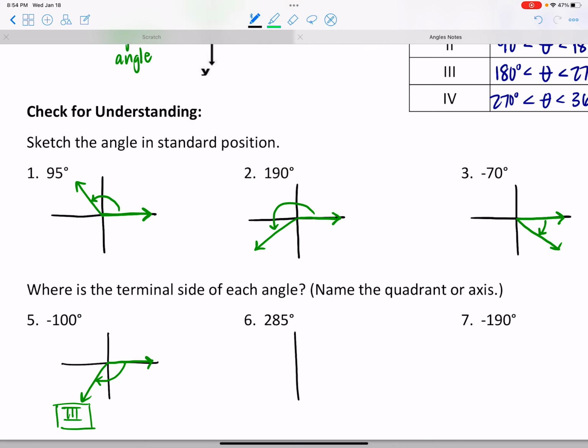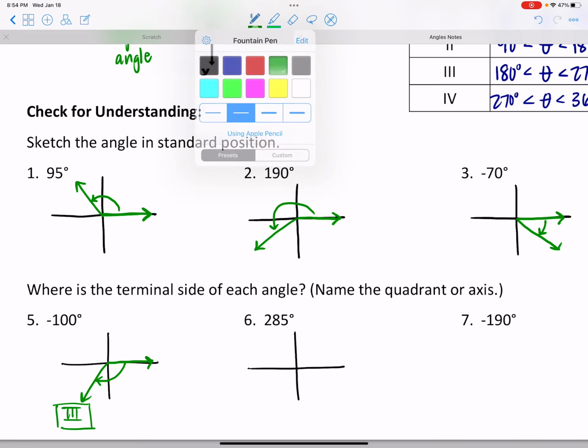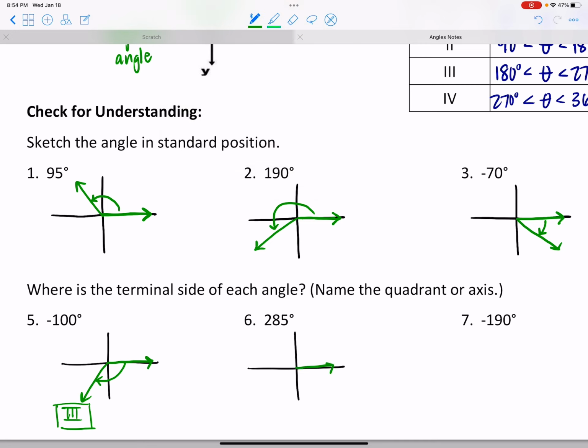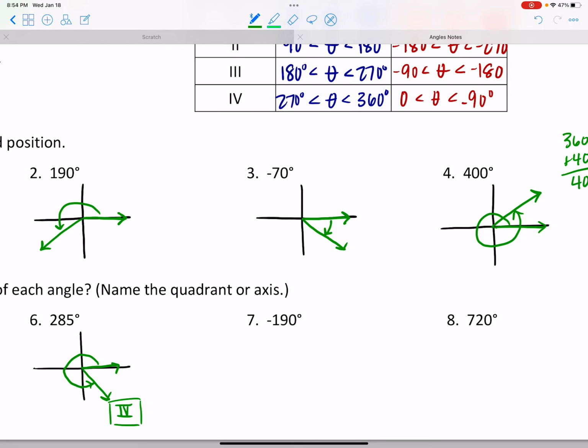If I was to sketch 285, here's my initial side, and I'm going to go positive. There's 90, 180, this would be 270, and I need to go a little bit more, but not a full rotation, so the terminal side is going to be here, and that's going to be in quadrant 4. And then negative 190, so initial side is going to be here, and then I want to go negative, so I'm going to rotate down. This would be 90, 180, and then a little bit more. So the terminal side is going to be here, and that ends up being in quadrant 2.